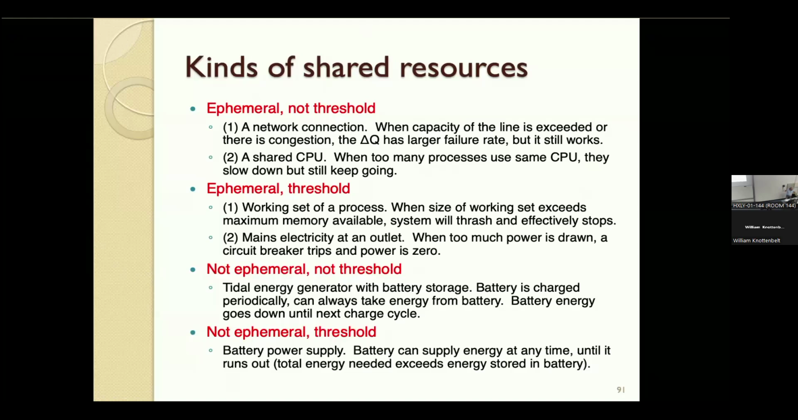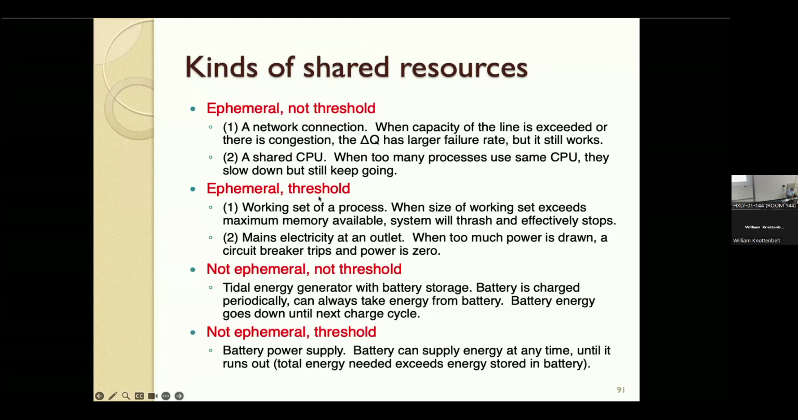But if you overuse it, it doesn't drop to 0. It just reduces. If there's more and more congestion, performance goes down, but it doesn't suddenly drop to 0. So it's not a threshold. And similar for a shared CPU. When too many processes are using the same CPU, as long as there's enough memory, they will all keep going at reduced speed, but the performance will not drop to 0. So they're not threshold, but it is ephemeral because the CPU power is available at a particular instant. And an instant later, you don't know whether the clock is still going to be running.